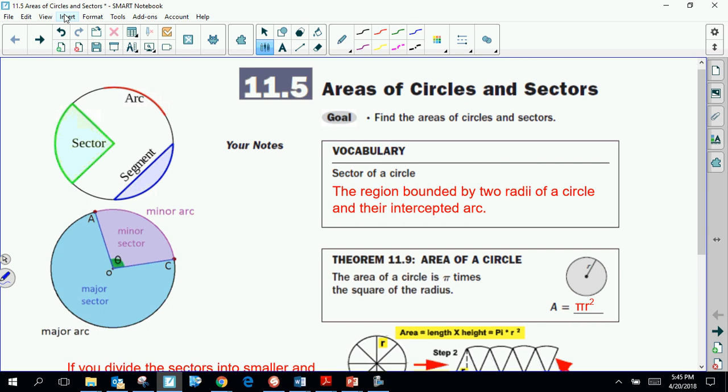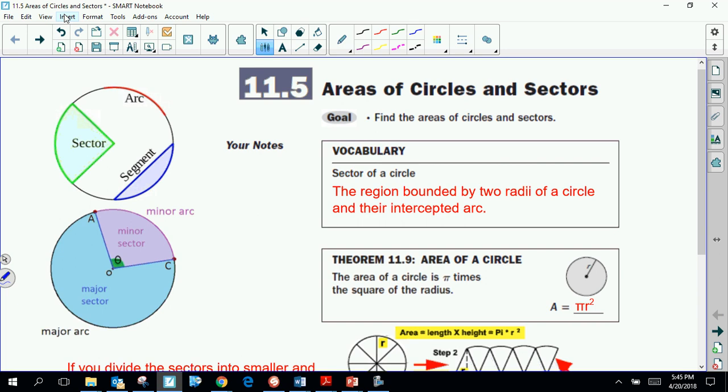So a circle is the set of all points in two dimensions that are the same distance away from a fixed point. And the sector of a circle is kind of like a slice of pizza or a piece of pie. It's the portion of the circle that's contained within the two radii.